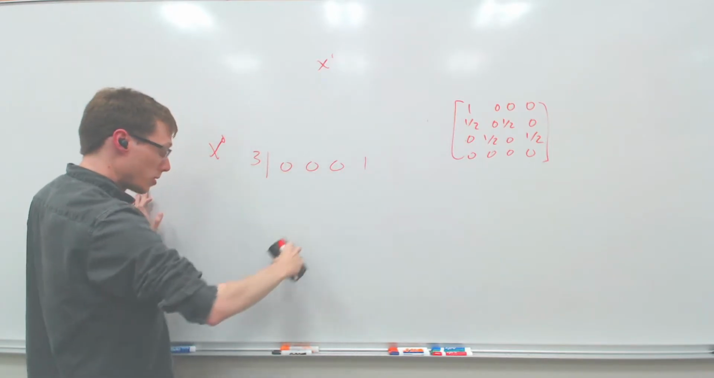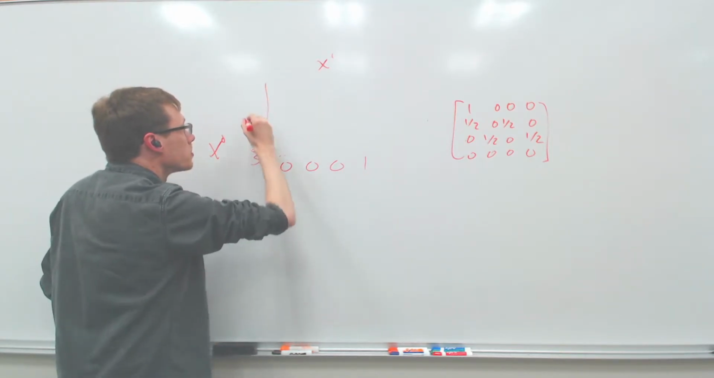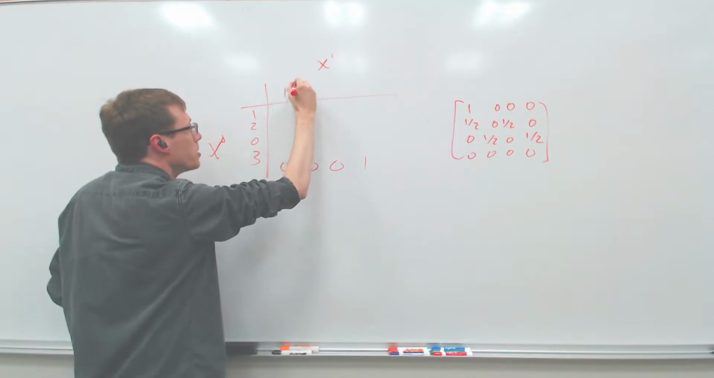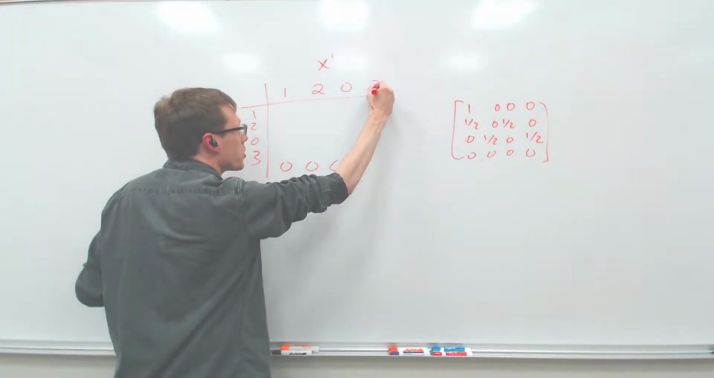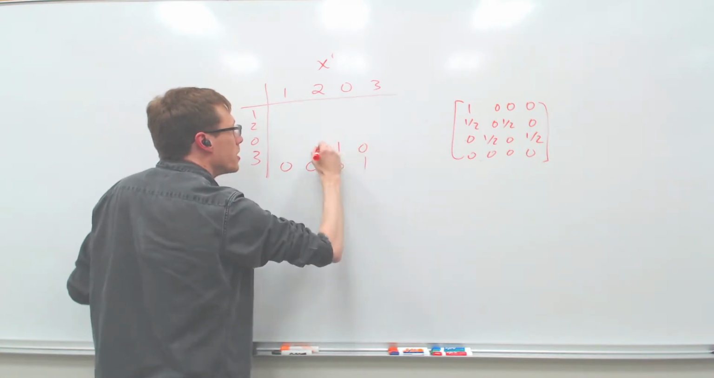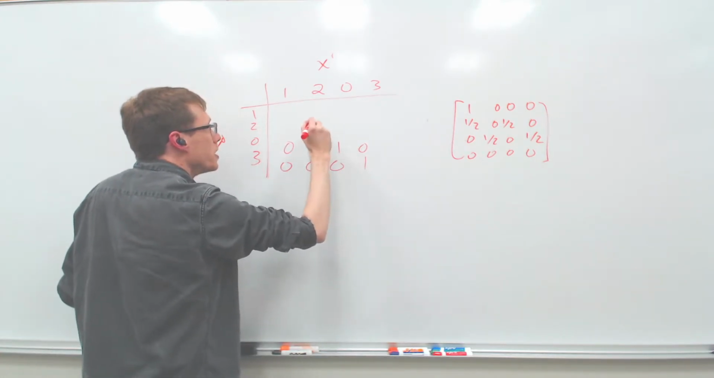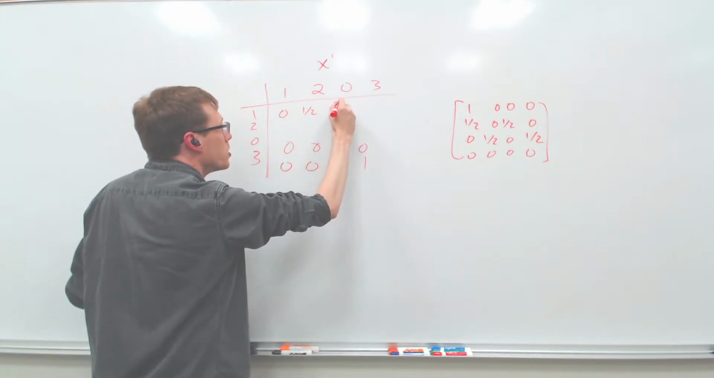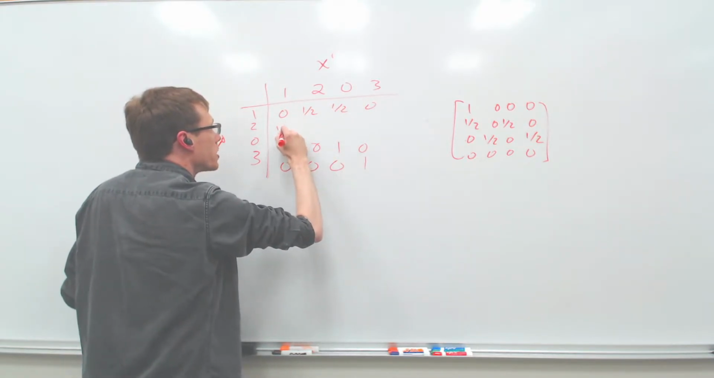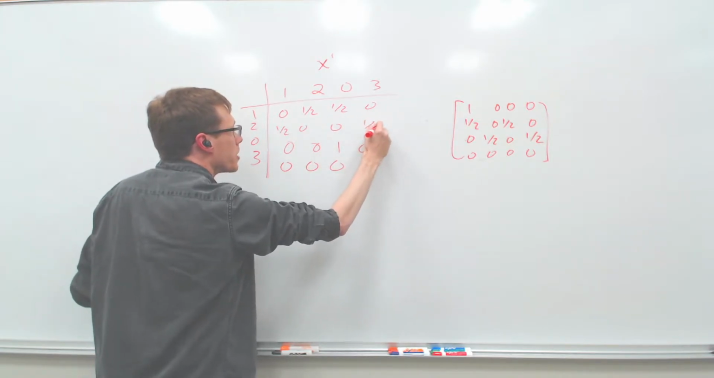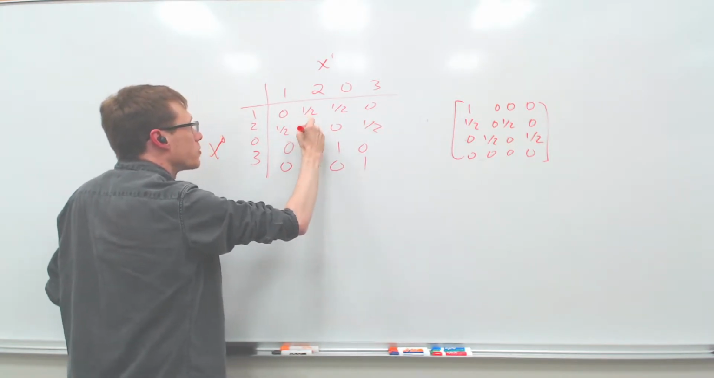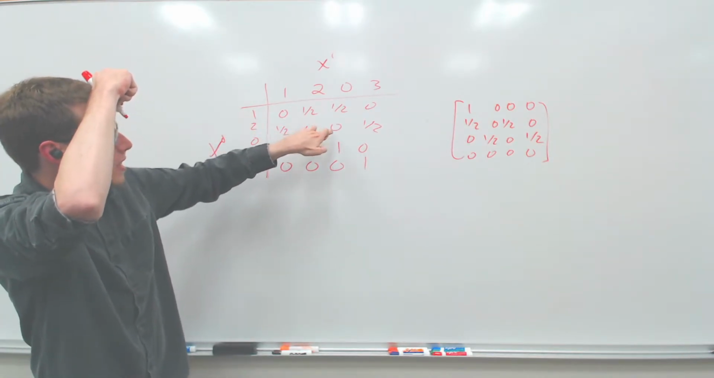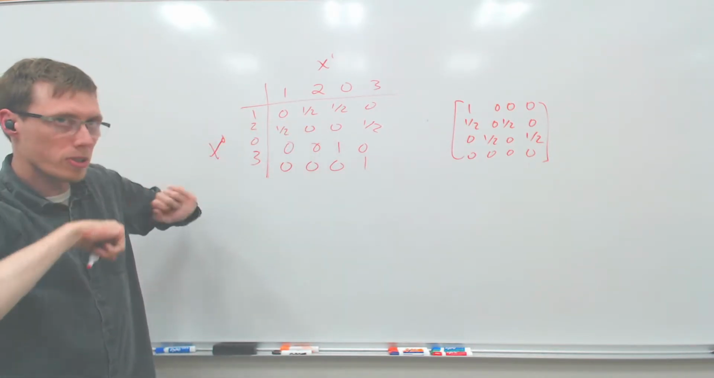It's much easier to do on the computer, but I'll do this by hand. We're going to go 1, 2, 0, 3 for the rows and 1, 2, 0, 3 for the columns. Then for state 1, you have 0, one half, one half, 0. For state 2, one half, 0, 0, one half. You have to sit and think for a second: the odds of going from 2 to 1 is one half, and 2 to 3 is one half, and then there's a 0% chance of staying put or going to 0.